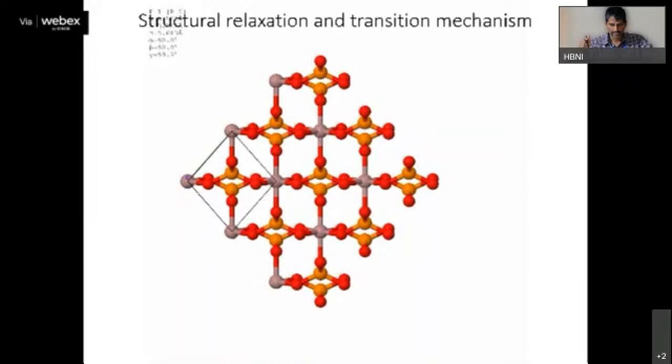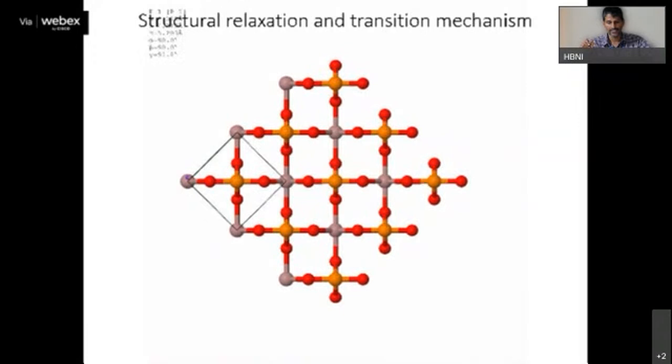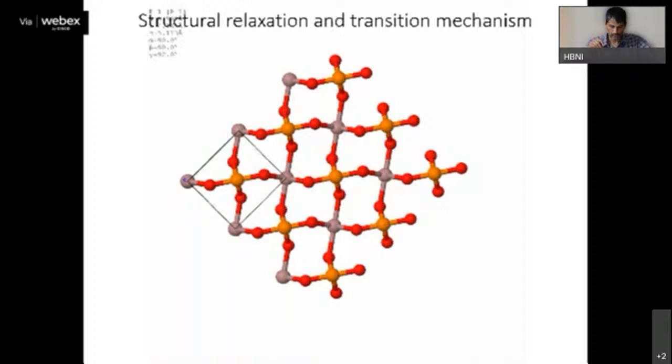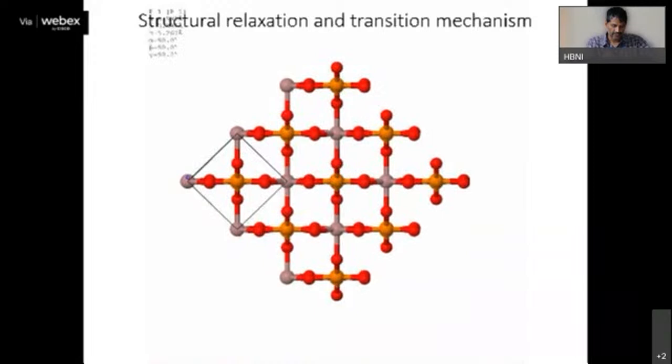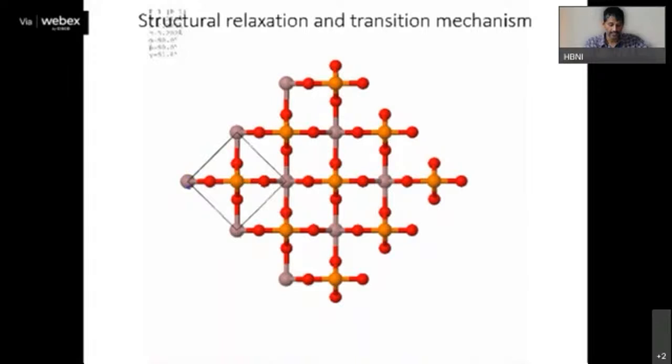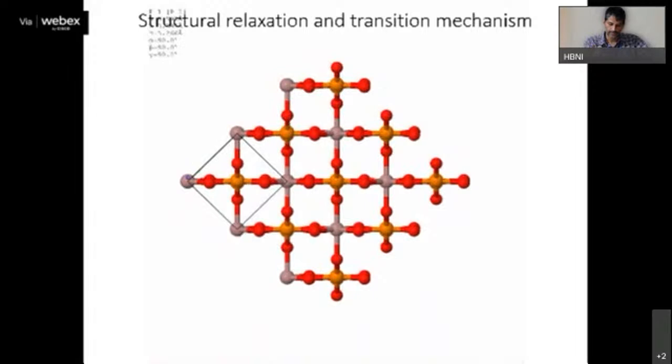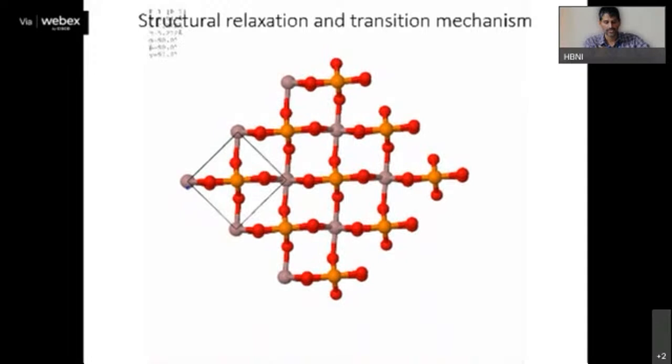This is an example where we have done structure relaxation, and this gives insight into the transition mechanism as well. What you see is that you start with a structure where, let's say, this is phosphorus, which is 4 coordinated. When you increase the pressure, it becomes 6 coordinated in a symmetric way, and then its energy is further reduced by distortion in the structure. So this simulation can be used to understand the governing mechanism of structural transitions.